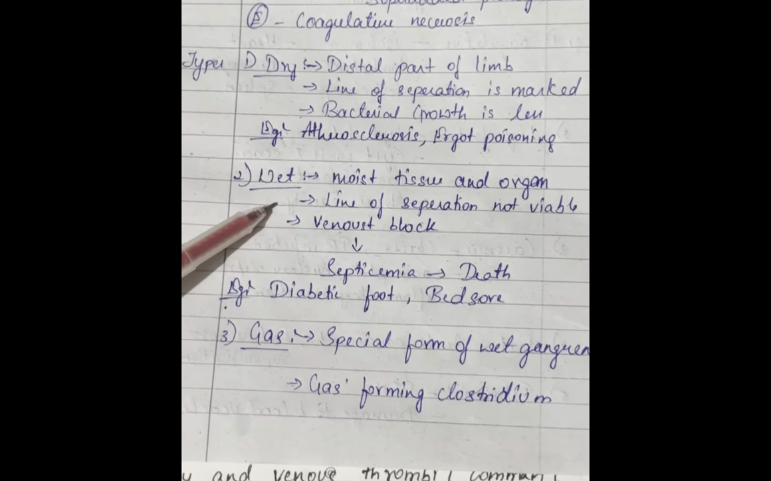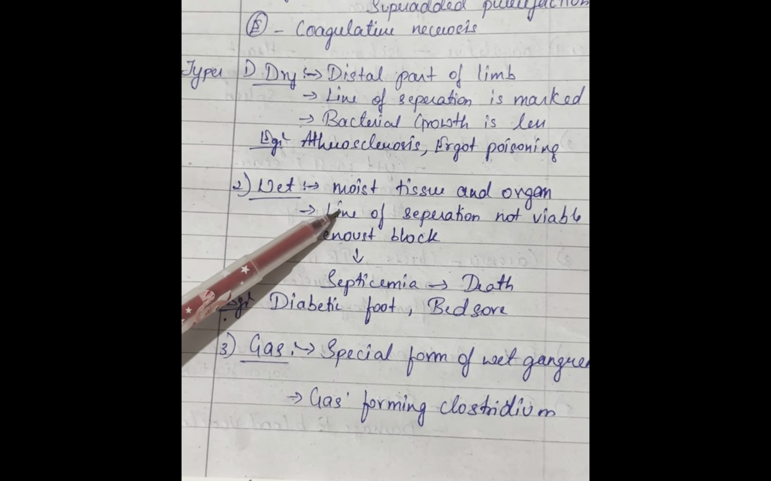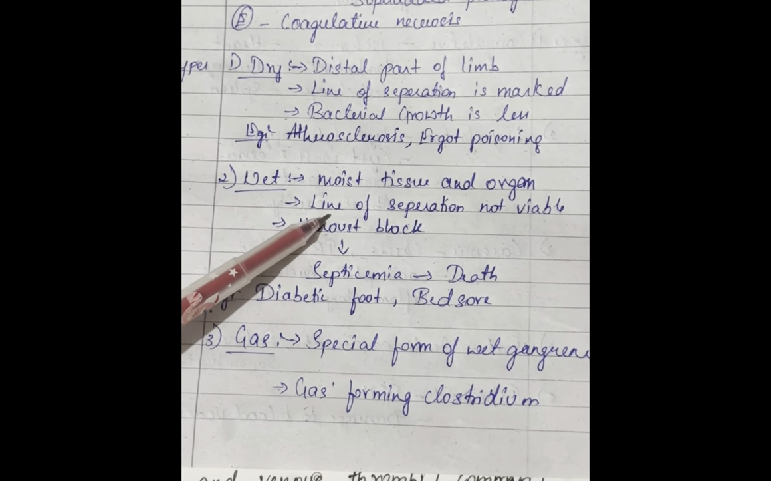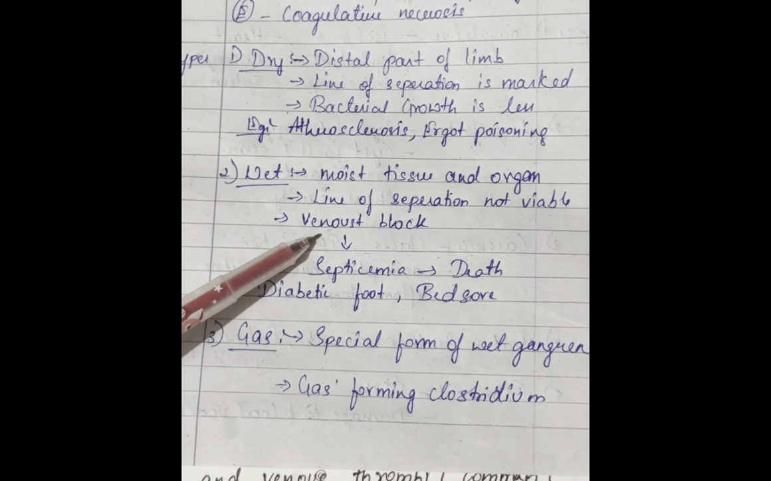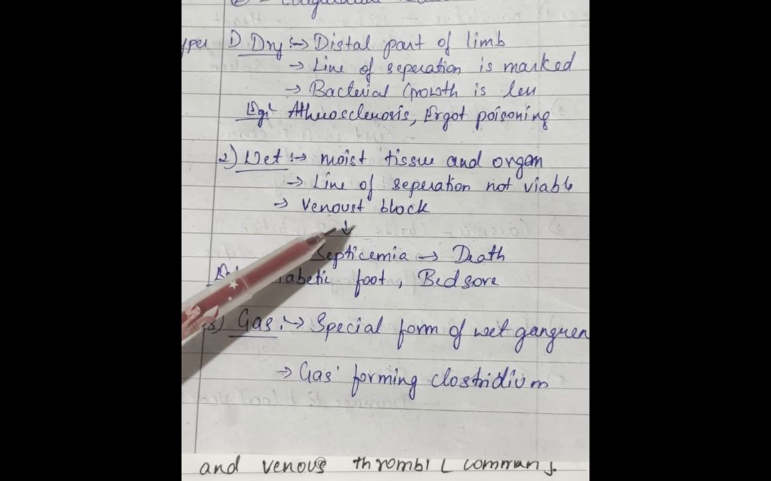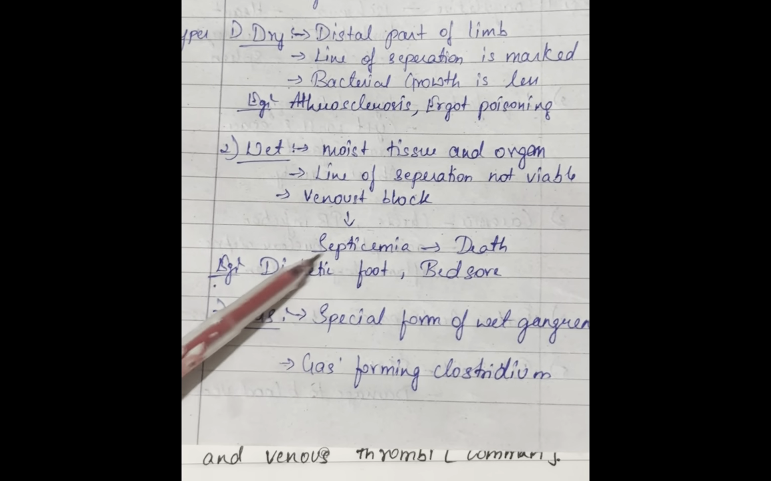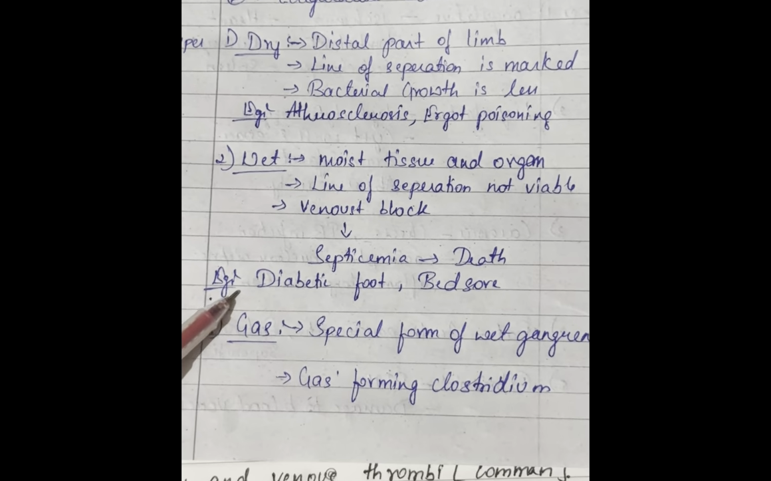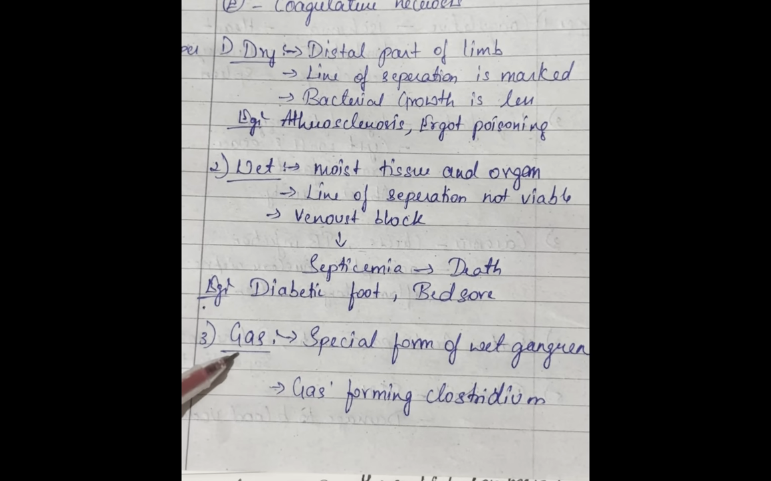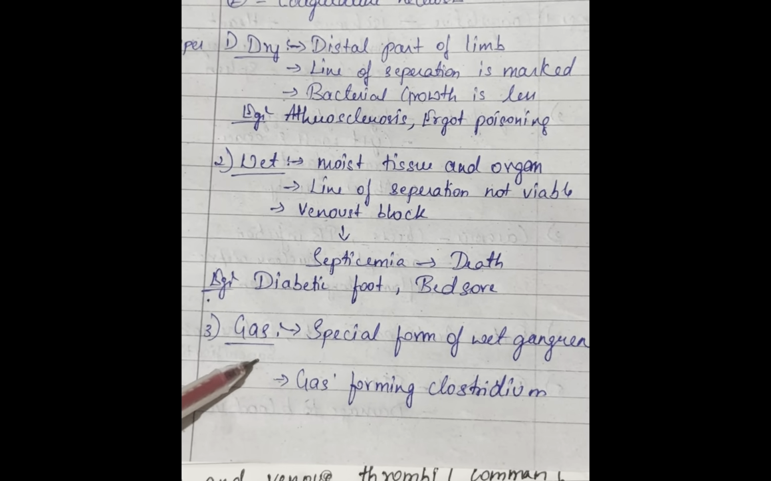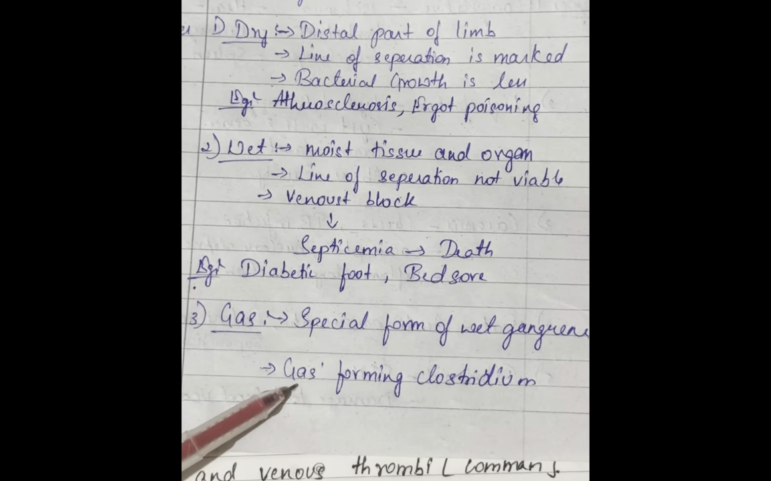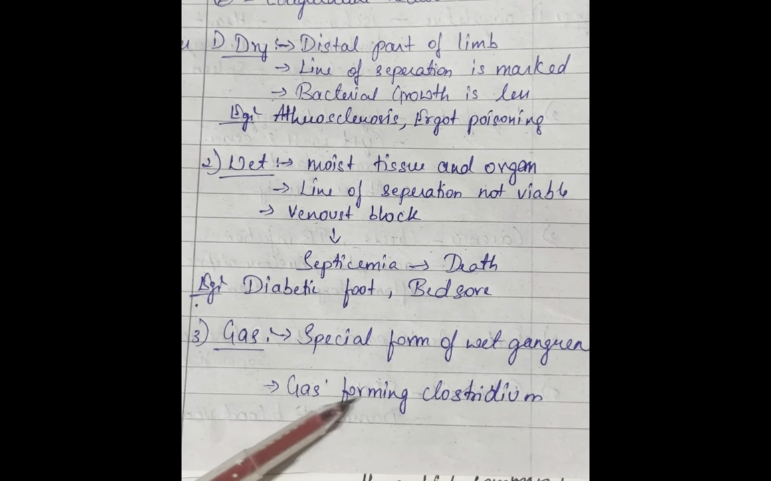The next one is wet gangrene. It occurs in moist tissues and organs. Here the line of separation is not visible, and it occurs mostly due to venous blockage leading to septicemia and death. The most common examples are diabetic foot and bed sore. The last is gas gangrene, which is a special form of wet gangrene, and it occurs due to the gas forming Clostridium.